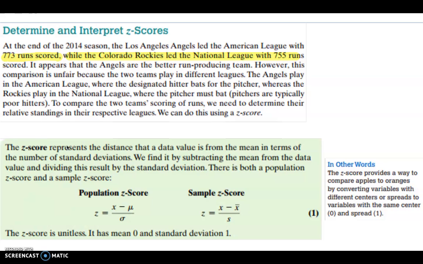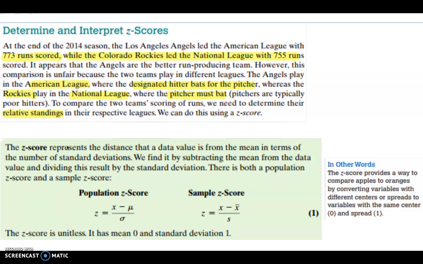So in this case, the Angels play in the American League where the designated hitter bats for the pitcher. The Rockies play in the National League where the pitcher must bat, and to note, pitchers in the major leagues are typically poor hitters because they spend the vast majority of their time practicing pitching and then recovering and so forth. So to compare the two teams' runs scored, we need to determine their relative standings in their respective leagues. For example, how do the Angels compare to all the other American League teams? How do the Rockies compare to all the other National League teams?